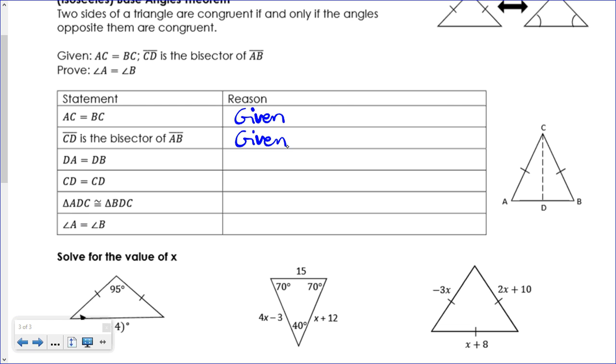All right. Now, I'm working off of this given right here. If I know that CD is the bisector of AB, can I put any markings in my picture? I can say that this segment was split in half, so those are congruent. So that's what I write here. DA is congruent to DB. How do I know that? Definition of bisector.